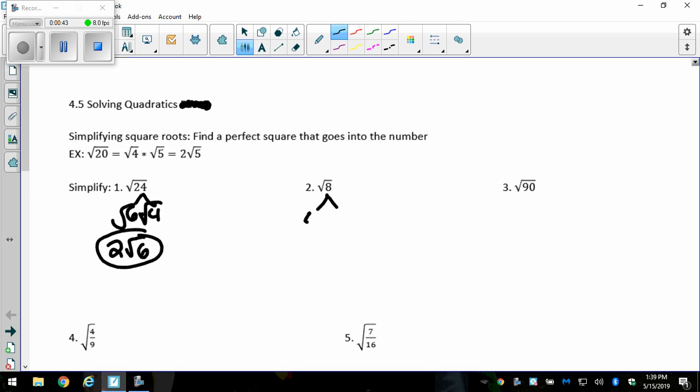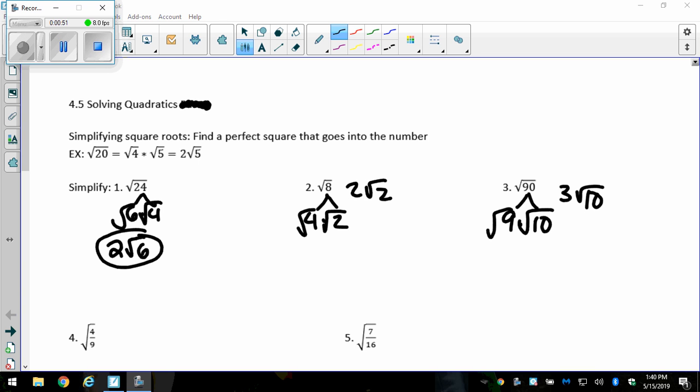If you break down 8, 4 times 2, square root each part. Square root of 4 is 2, and square root of 2. Now try number 3. So it breaks down into square root of 9 times square root of 10. That's why we get 3 and 10.